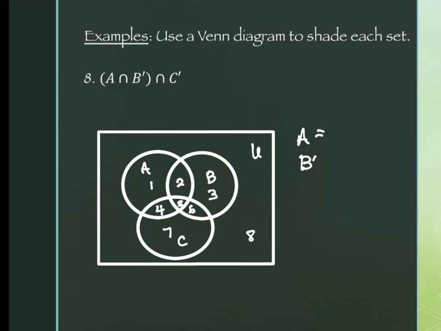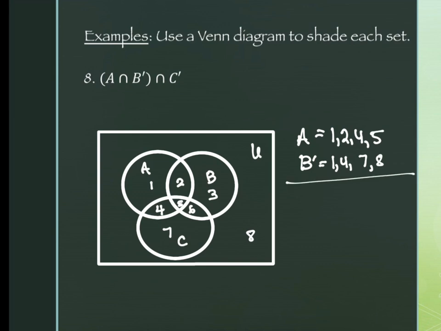Okay, then what numbers are in circle A? 1, 2, 4, and 5. Okay, what does B complement mean? Everything outside of B, or things that are not in B, but you still have to be in the rectangle, of course. Okay, so we need all the things that are outside of or not inside of circle B. What numbers are not in circle B? 1, 4, 7, and 8. You guys are doing great.